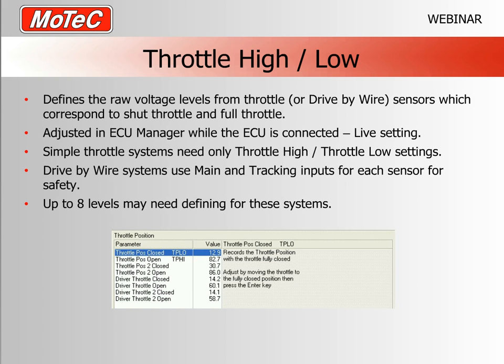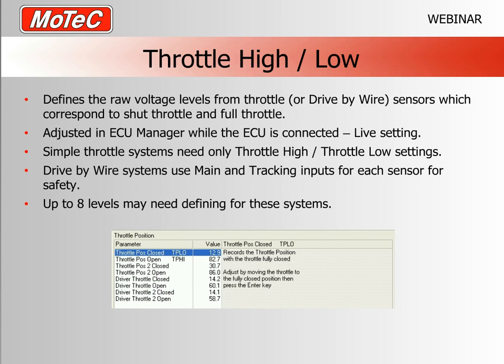Now, this is important so that your fuel maps and your spark maps actually track correctly when you change things like sensors. So all we're doing here with throttle high and throttle low is defining the raw voltage level from the throttle sensor, and then the ECU calculates from 0 to 100% once these two voltage levels have been set. That's done as a live connection to the ECU. You simply have to fully shut the throttle and then press the relevant key, and then you fully open the throttle and set it to the other position, which is throttle position open. And then once it has these two voltage levels, it can calculate from 0 to 100% throttle.